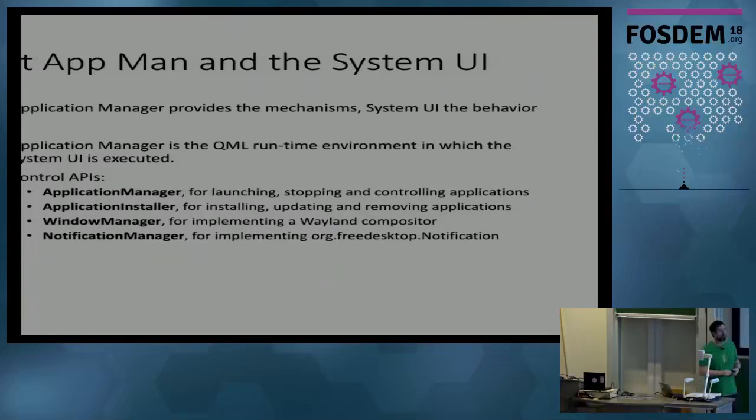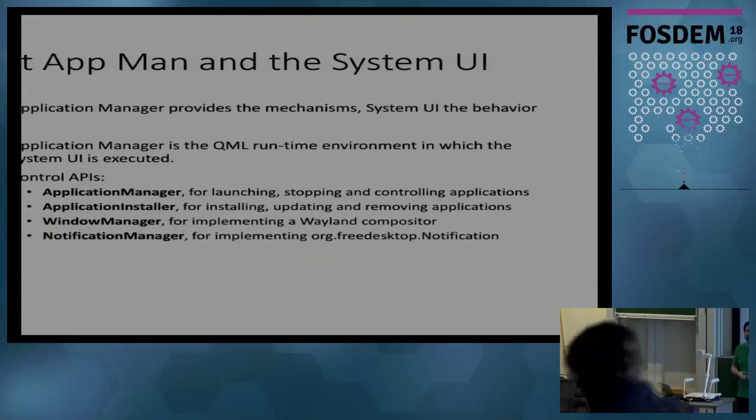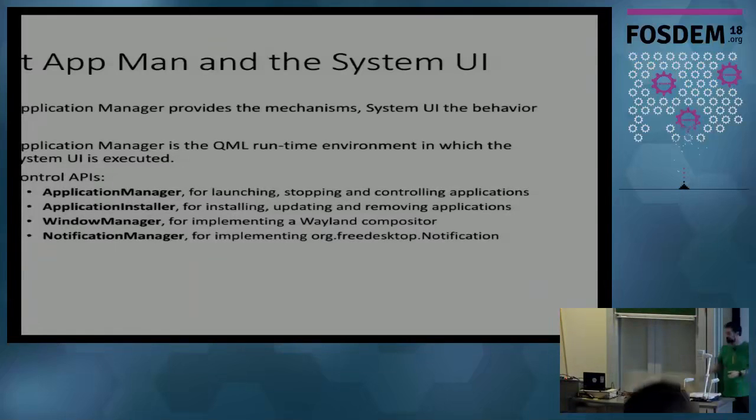But you have four key APIs in the application manager. One of them is what we call the application manager, which is what you use for launching, stopping, and monitoring the processes that you start your apps in. You have the application installer, which takes the slightly larger life cycle for the apps, so it's installation, updates, and removal of the actual packages on your disk.